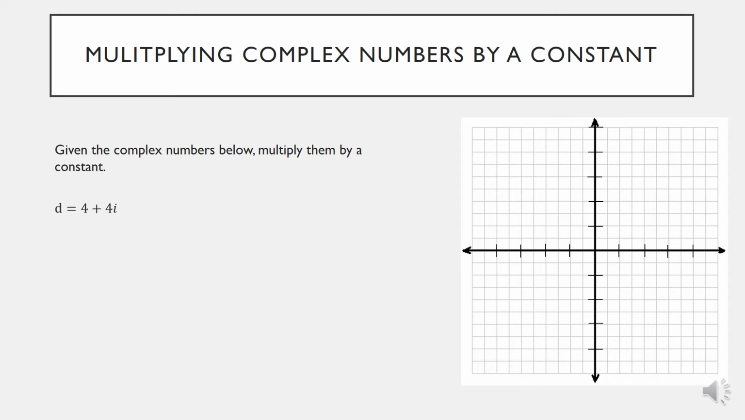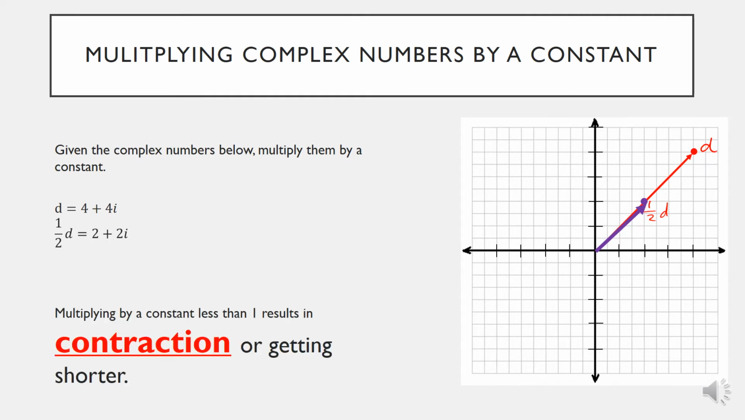So let's take d, which is 4 plus 4i. There we have d on the Argand diagram. And let's multiply it by a half. And I get 2 plus 2i, which is this purple dot here. That's half d, and you can see that the direction doesn't change, but the arrow is shorter. Multiplying by a constant less than 1 results in contraction, or getting shorter.